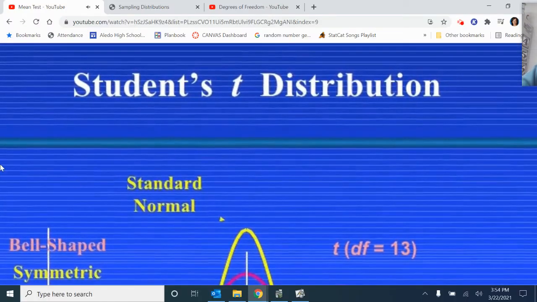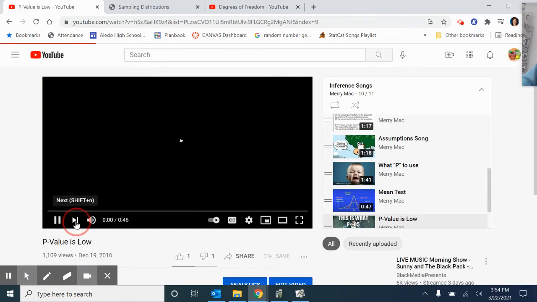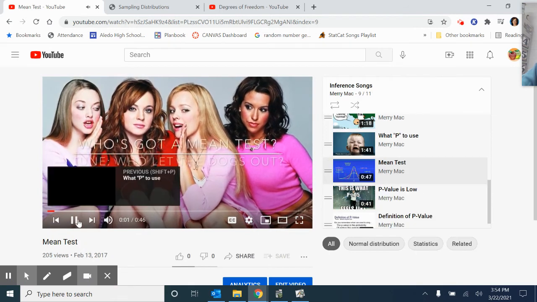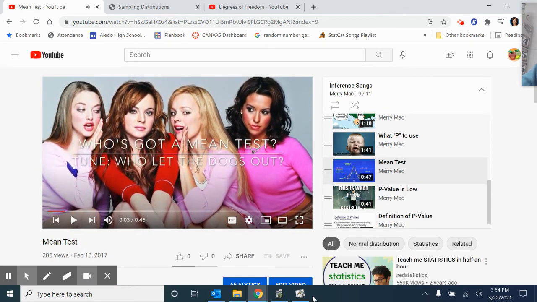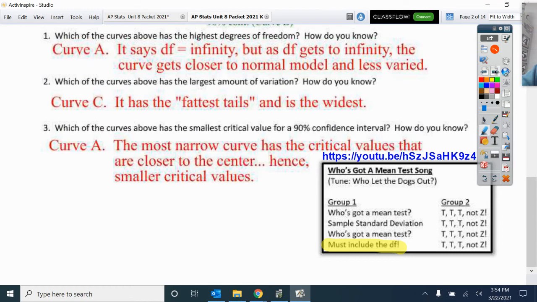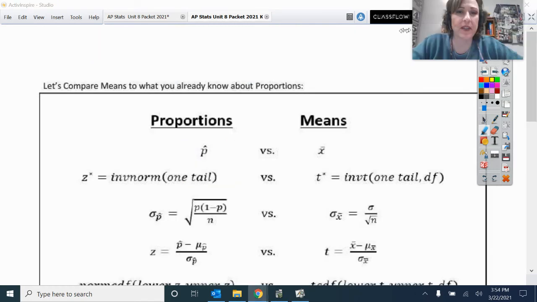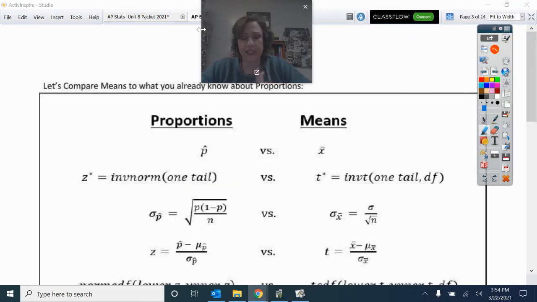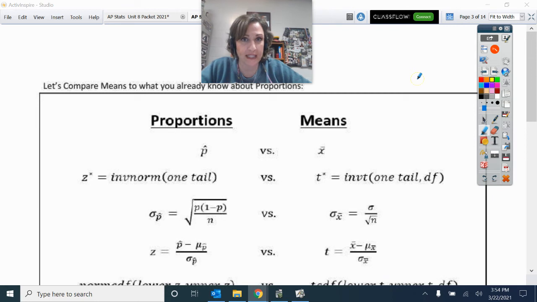All right, there it is. Okay, so let's go ahead and take a look. We don't need to hear that again. All right, let's take a look at our next page and see what we have going on here. So this is just a side-by-side comparison of the symbols that we're using and the formulas for proportions versus means.